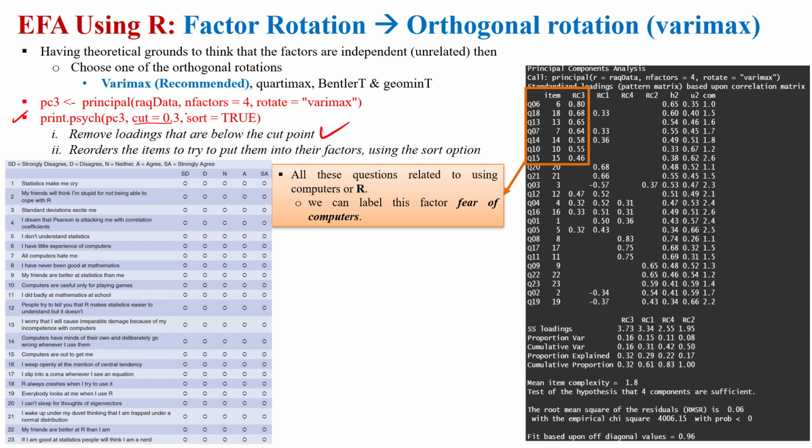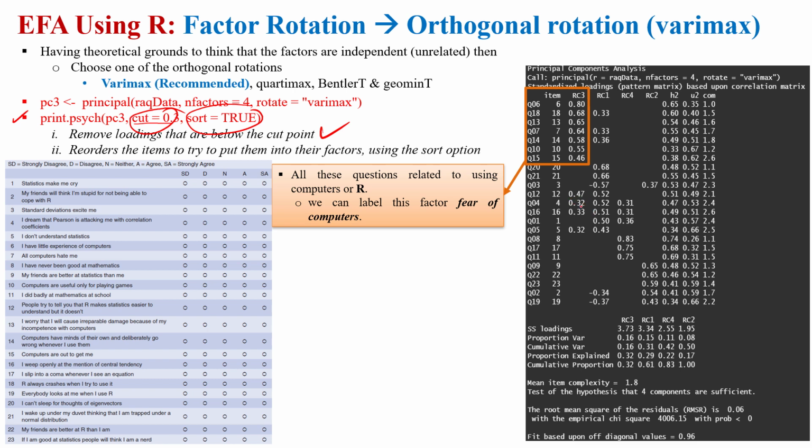The most important thing is the sorting: the higher factor loading appears at the top, then the lower factor loading, and so on. From the 23 question items, as you can see, question numbers 6, 18, 13, 7, 14, 10, and 15 are represented in RC3. That indicates a single factor, which has the higher factor loading.